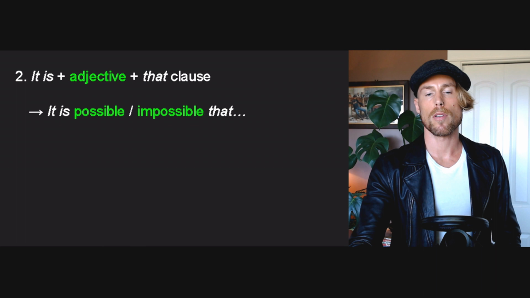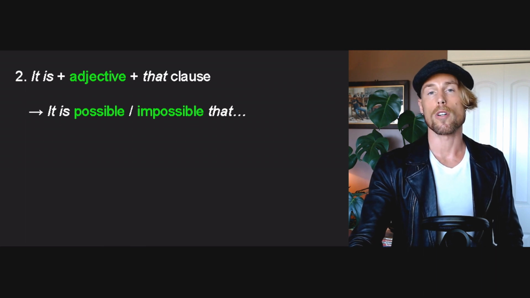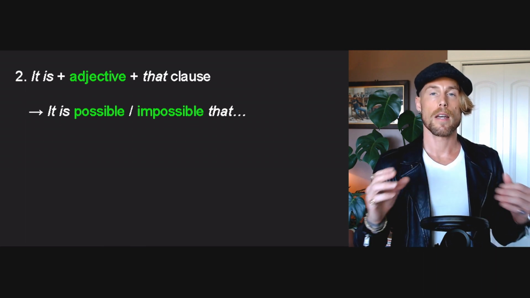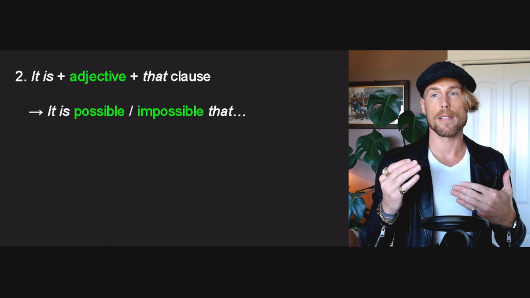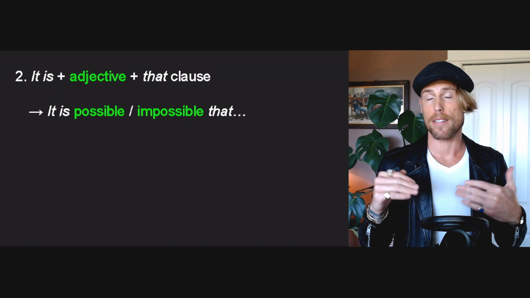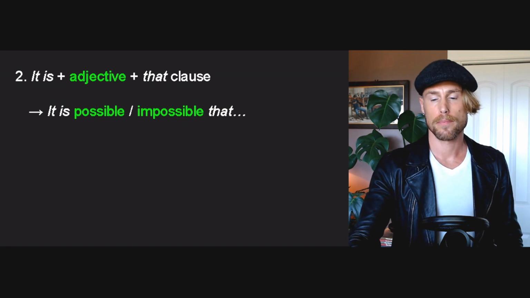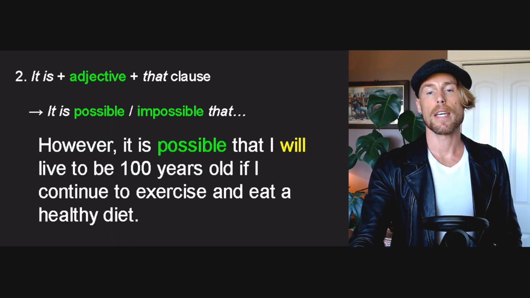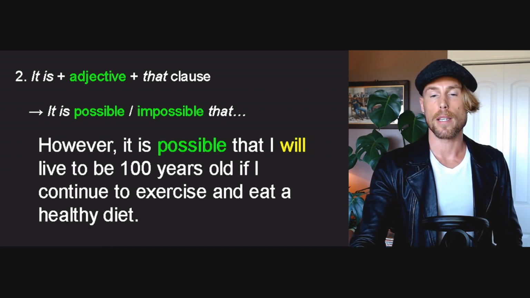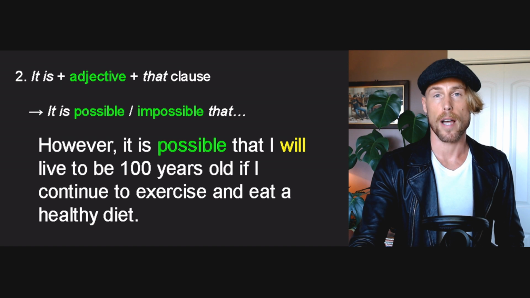Let's look at possible and impossible. Now, of course, possible means it may happen or could happen, and impossible means it can't happen. It's not possible. However, it is possible that I will live to be 100 years old if I continue to exercise and eat a healthy diet. But I love ice cream and wine.